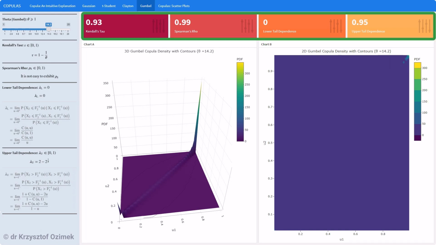Additionally, with an increase in theta, we observe that Kendall's tau and Spearman's rho have grown significantly. However, lower tail dependence remains unchanged, since this copula does not model lower tail dependence. Instead, upper tail dependence for variables x1 and x2 has become much stronger. The upper tail dependence is now close to its maximum value.